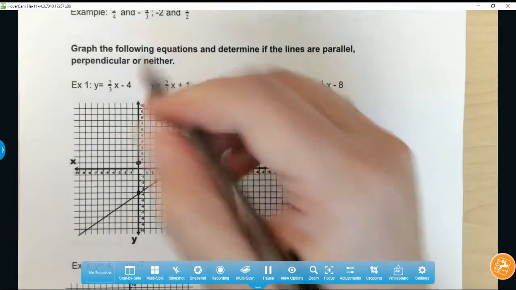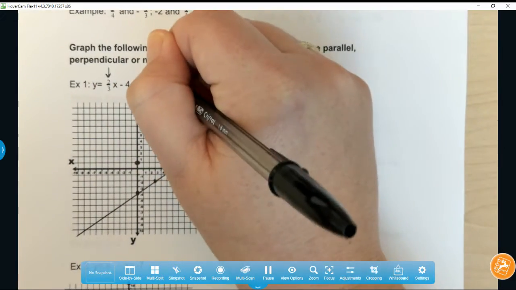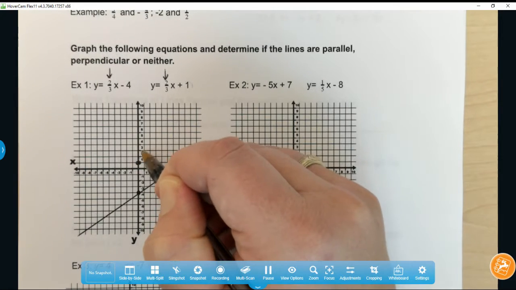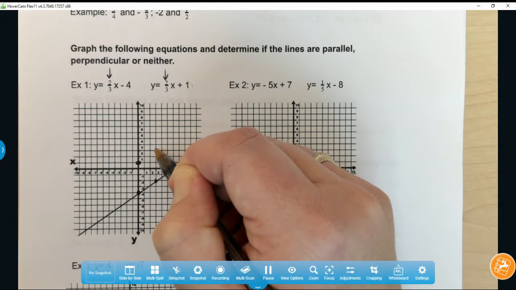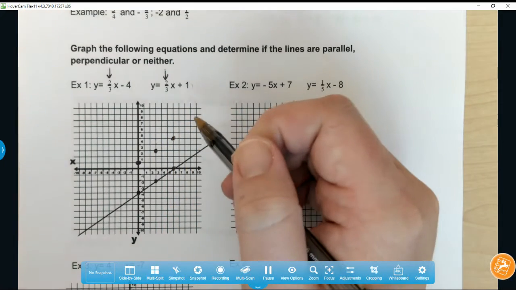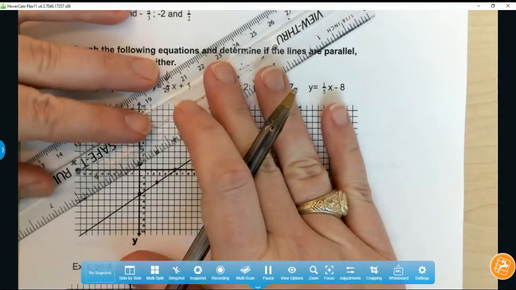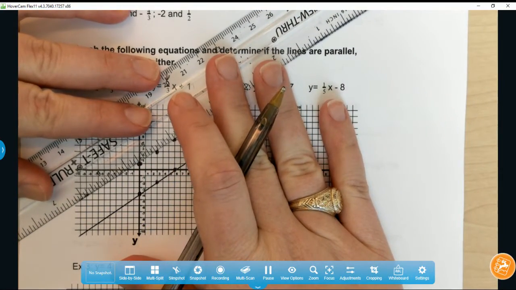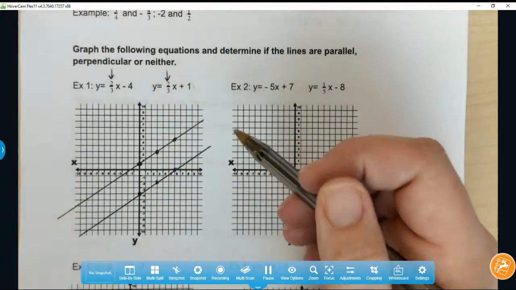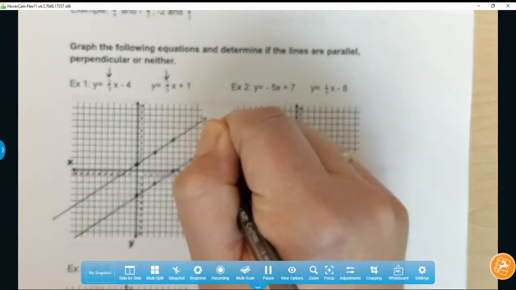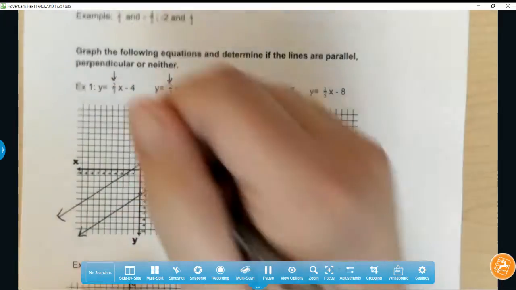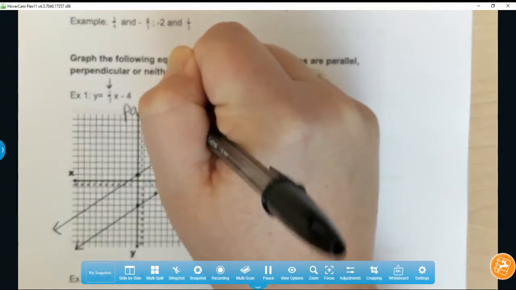Okay, the next line is going to have a y-intercept of +1. And again, the slope is 2/3. So that's something we're looking at. If they have the same slope, what are we already thinking? So up 1, 2, over 1, 2, 3, put a point. 1, 2, 1, 2, 3, put a point. And draw my line. I noticed that those lines look like they will never cross, and I know in my equation my slope is the same, so those are going to be parallel lines.